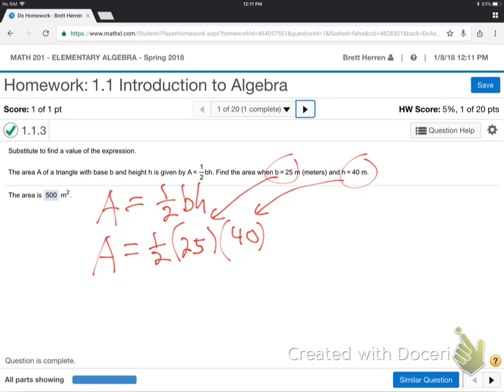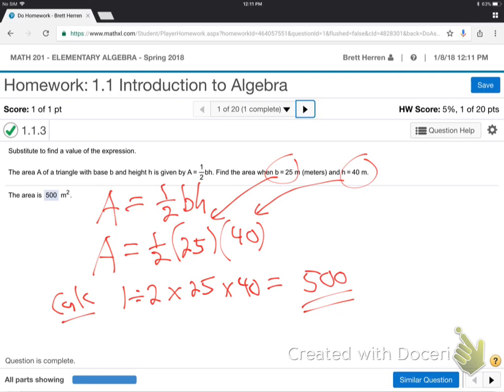Good question. It's just meters. You don't have to do anything with the units. All we need is the numbers. The answer is in meters. So you can just use a calculator at this point, or you can do it by hand. On a calculator, you would go 1 divided by 2. That's how you do the fraction. 1 divided by 2 times 25 times 40, and we already said the answer is 500.